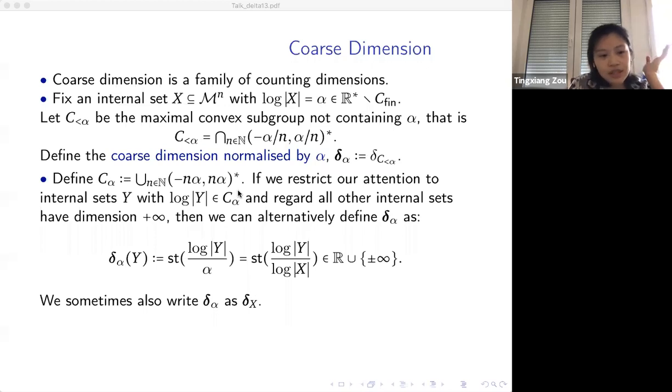If we just care about internal sets whose size, the log of Y, is inside C alpha, and all other sets we just think of as too big and assign them dimension infinite, then we can define delta alpha as a real valued function to be this. So the dimension delta alpha of Y is defined as the standard part of the logarithm of the size of Y over alpha, which is the same as the standard part of the logarithm of Y over the logarithm of X, and then it will be real valued.